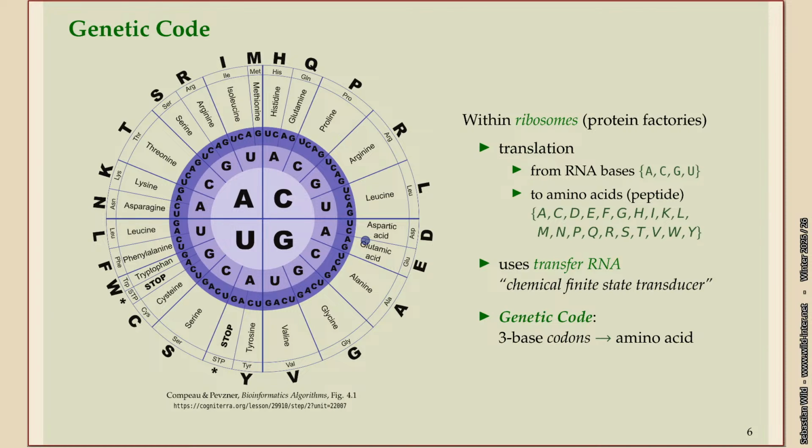Now, if you count, there's more than 20 things around here. Well, first of all, there's some letters occurring several times. It's arranged so that you can read that, say, AUA. You follow from AU, and then the last one tells you, okay, this is whatever you pronounce this, like isoleucine. But there's also some special ones here that are marked with stop. That's one way to represent this code. So it translates from the 4 letters of DNA or RNA to the 20 letters of amino acids or peptides.